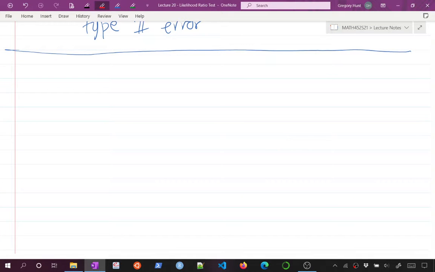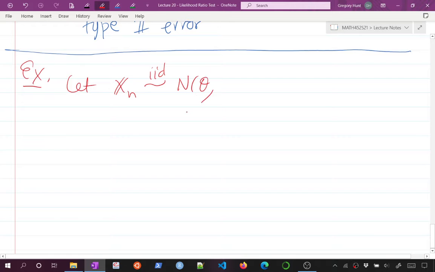Okay, example. Let's assume that we observe some data from a normal distribution with some mean theta that is unknown and some variance sigma squared, and this is known. I'd like to take a second here and point out, this feels like a very natural thing to do in this class. Assume some distribution of the data, right?